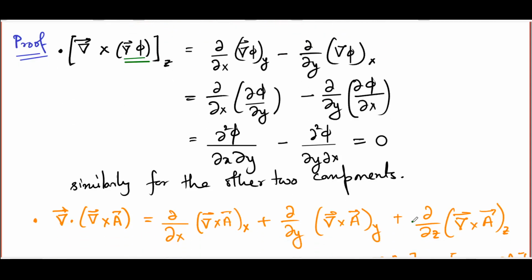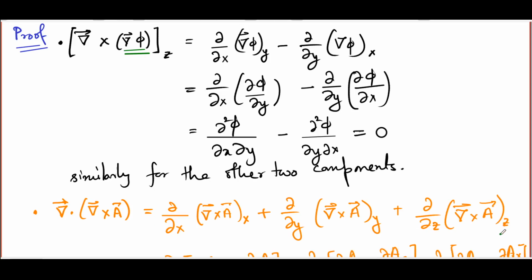Now, what about the other theorem? Divergence of curl of A. Divergence of a vector field, remember, is del del x of the x component plus del del y of the y component plus del del z of the z component. So this is del del x of curl of A's x component plus del del y of curl of A's y component plus del del z of curl of A's z component.